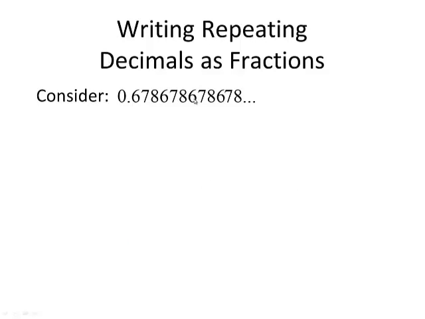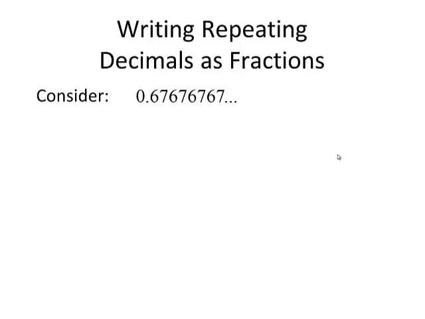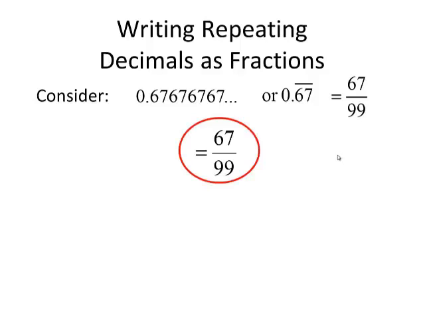So how would you do this one? The 678 is the part that repeats. We're going to put 678 over 999, and it can be reduced. You need to reduce, and in this case it reduces by 3. That's how we get the answer. One more. Let's see if you can do this one. All right, 67 is the part that repeats. 67 over 99. And that does not reduce, so we're done.